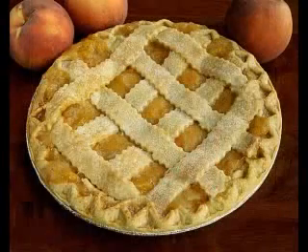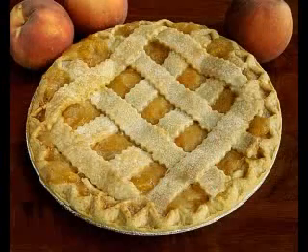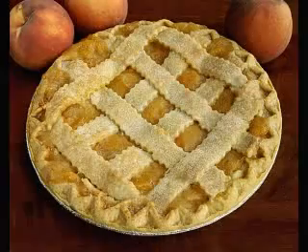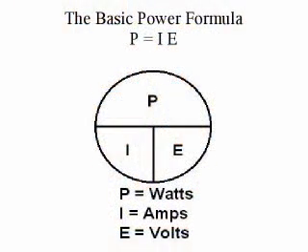In a similar way, the basic formula for power, P equals I times E, is easy to remember if you just think of the word pie. Draw a circle like a pie, draw a horizontal line across it, and put P on the top half of the pie. Drop a line from the center of the circle to the bottom of the line. I and E are placed in the two bottom quarters of the pie. Covering the letter P gives the formula for power. Power equals I times E.